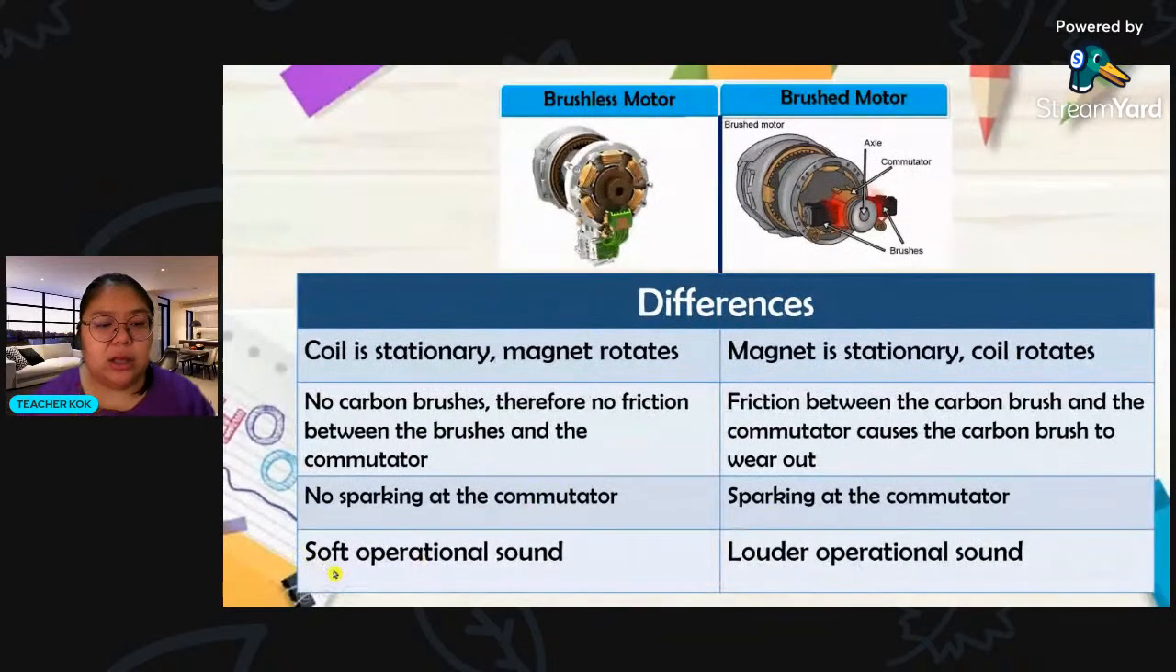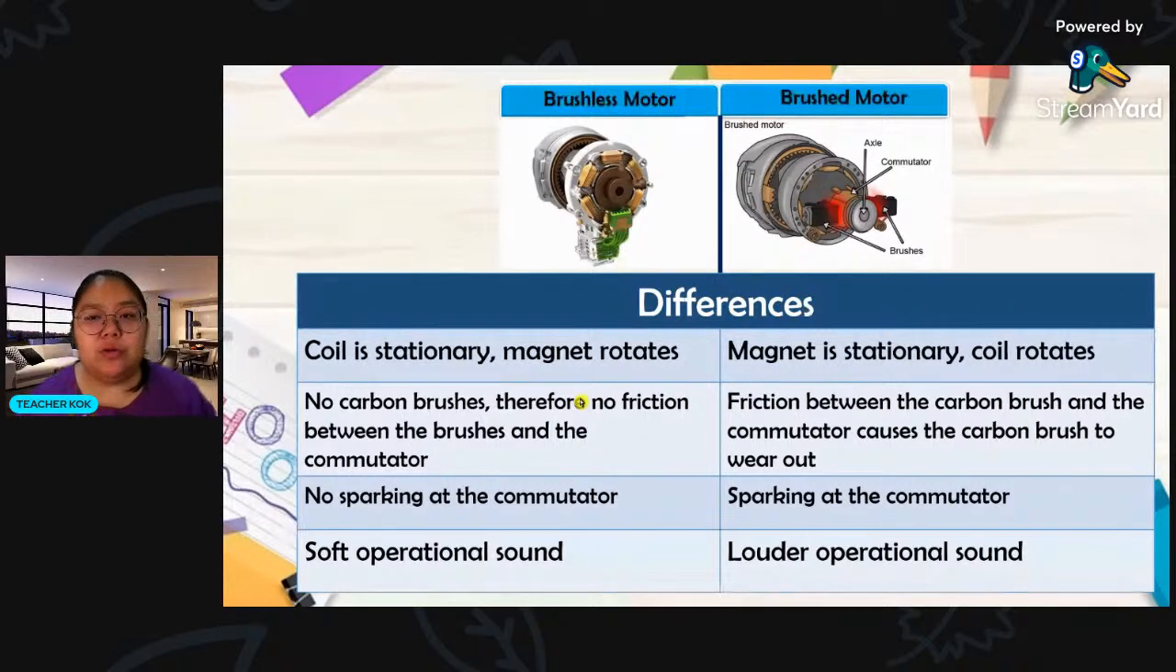And the last one, if you know sparking, that means the sound is soft. You don't have any motor turning sound, while the other has friction and also sparking sound. So this one has a soft operational sound. How about the brush motor? It should be louder operational sound. So these are the differences between brushless and brush motor. Overall the brushless is better in function compared to the brush motor. When something is better, you find the cost must be higher.